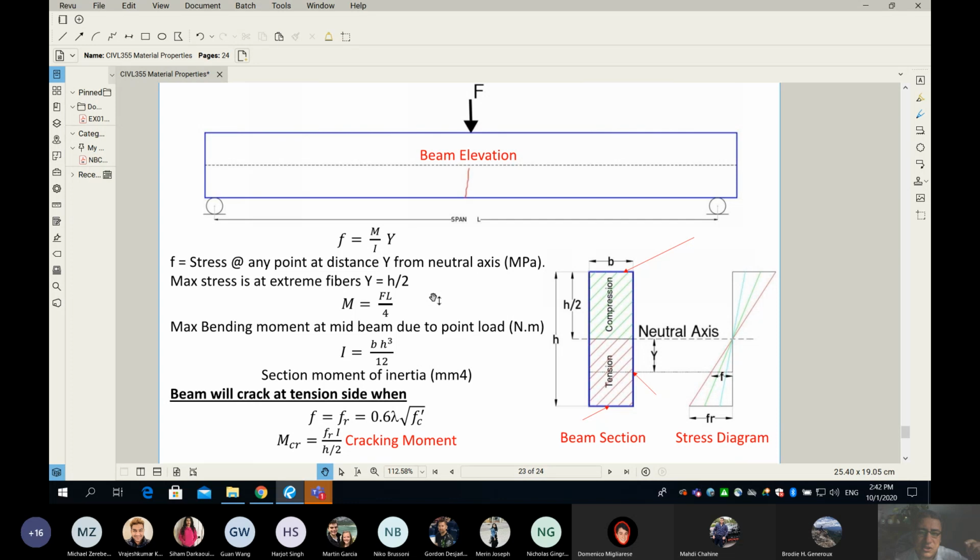And I will change my slide because this one is not general. If the load is not in the middle, then it's a different equation. I will change that for you. I'm sorry for that. Okay, I'll take a note.